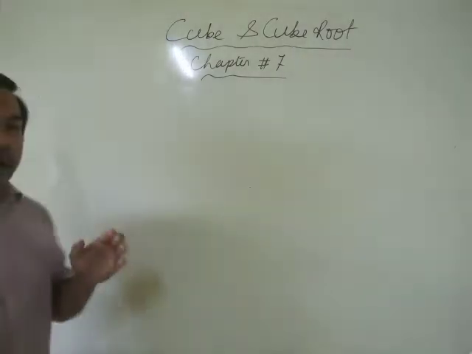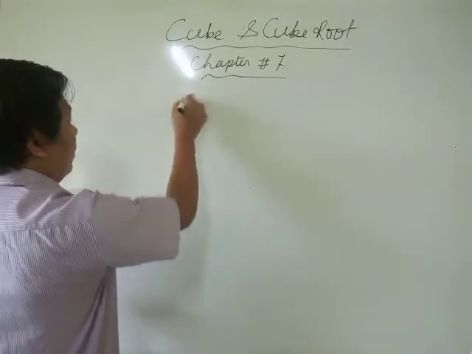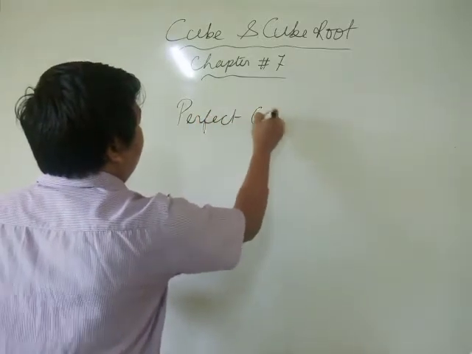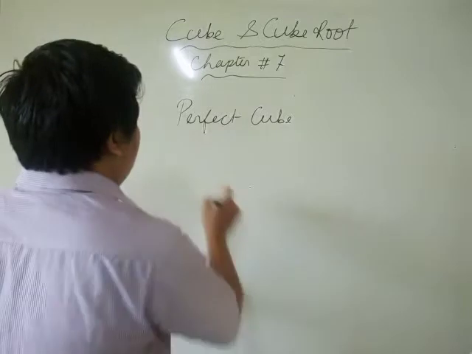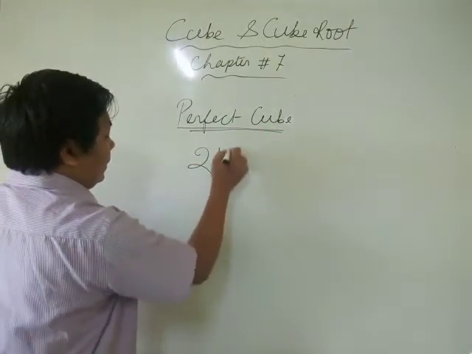Now, let us take one more example here. Yes, the next topic is perfect cube. Okay, perfect cube. So let us see what numbers are called perfect cubes. To find out the perfect cube, let us take one number here, 216.